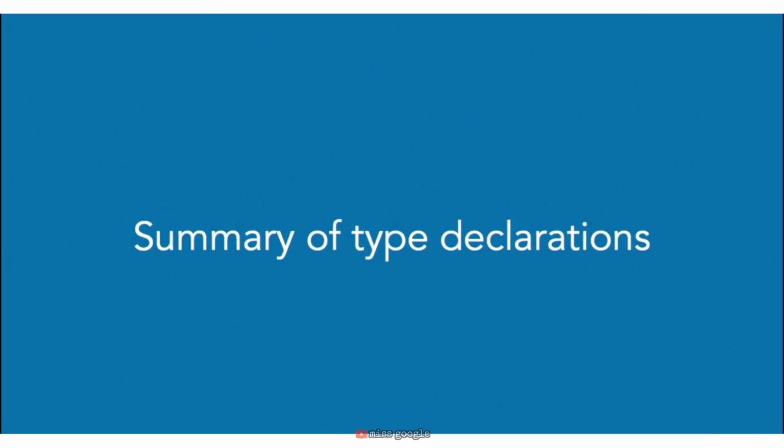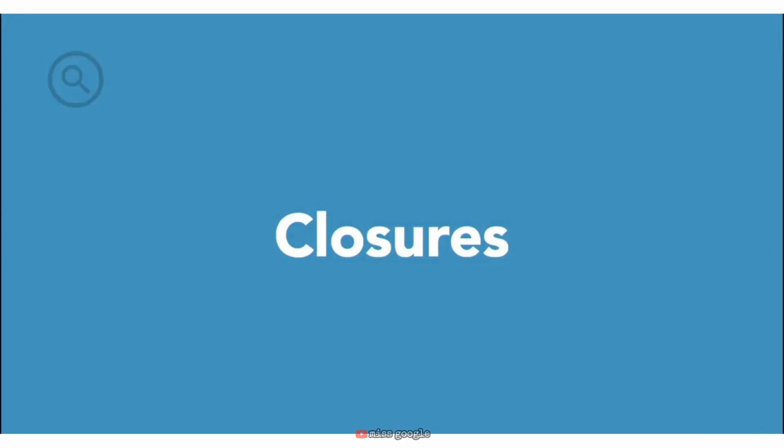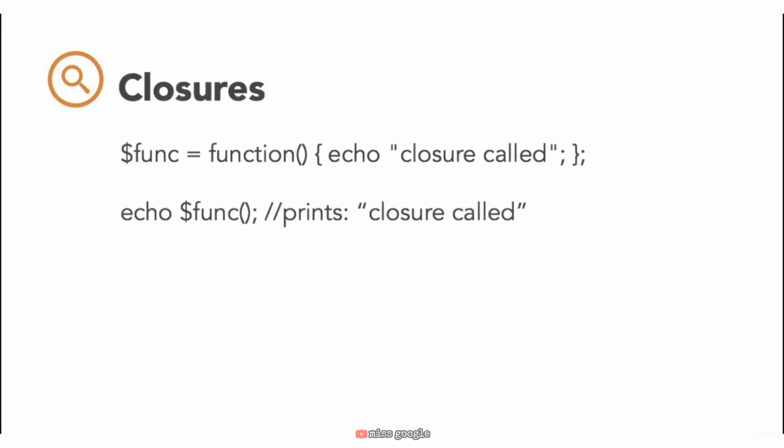Let's talk about PHP closures and what exactly a closure is. A closure is an anonymous function. It's called an anonymous function because it's a function that doesn't have a name attached. So here's an example of a closure in PHP.